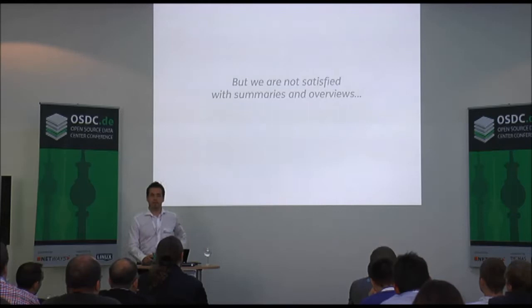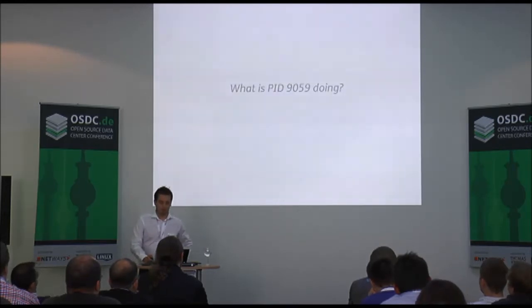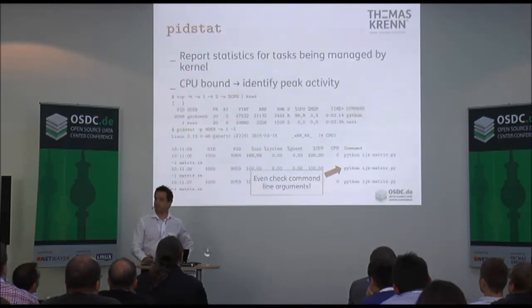Obviously, most of the time, we are not satisfied with summaries and overviews. So we really want to know, what is PID 9059 doing? What program can you use to get more information about your process IDs? Any ideas? strace, OK. Yes, you can trace a currently running PID. That's true. pidstat, OK. That's the correct answer.